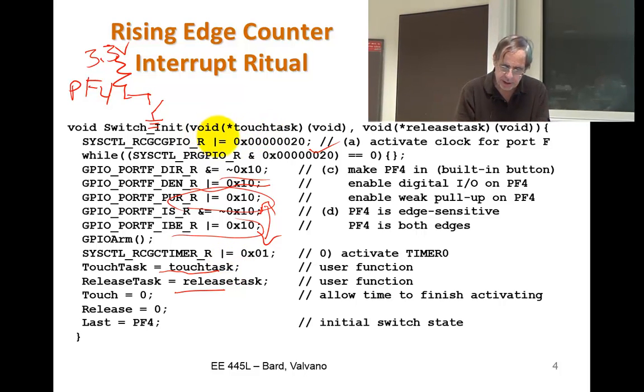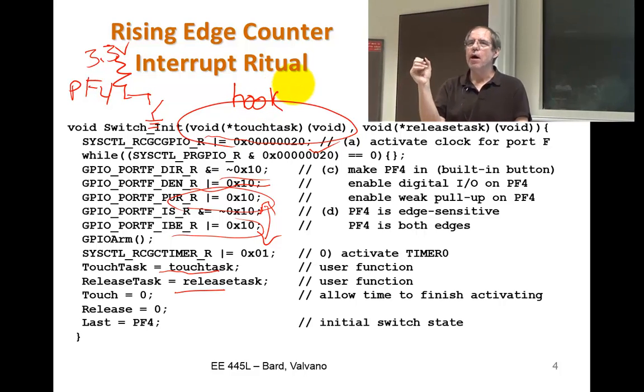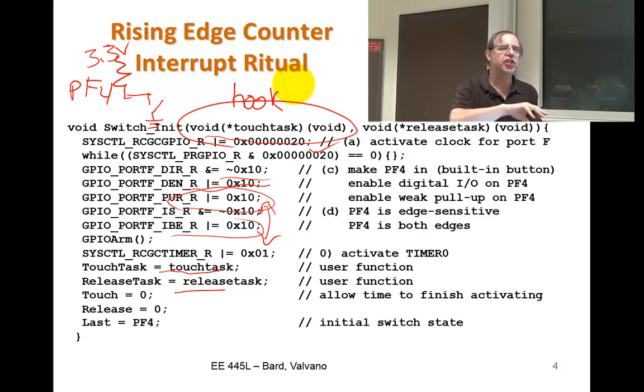And what is the syntax of this? That's a parameter. What type of parameter is that? That's a function pointer. So this is an example of a hook, so that one module can call a function in another module by passing a function pointer to it. So I have two function pointers that the user will pass in to decide what to do when I touch and when I release. We'll get to the ARM in a minute.